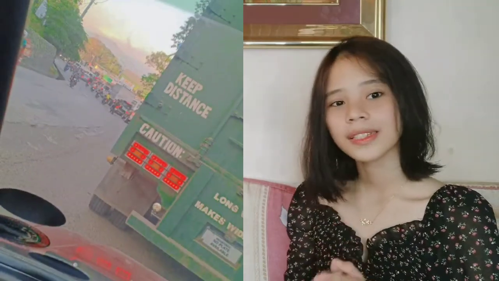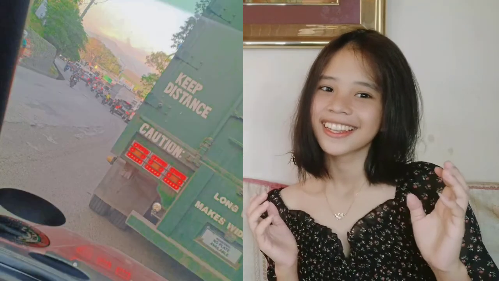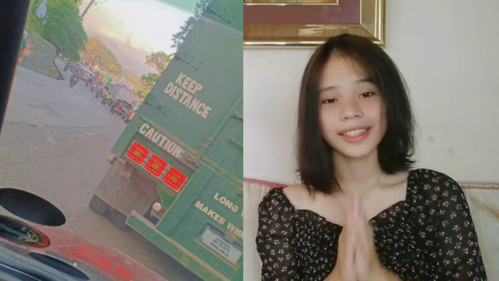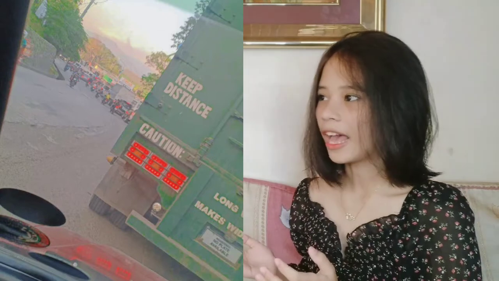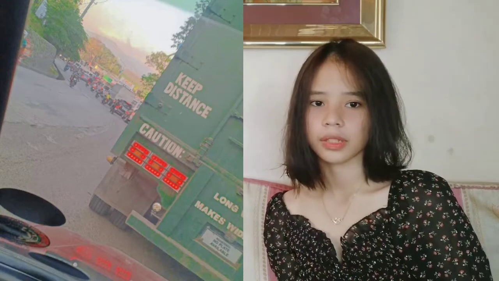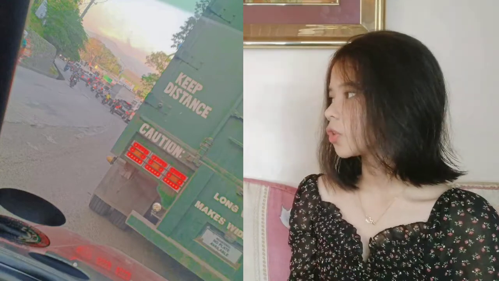And for the last picture, actually this picture was sent from my boyfriend yesterday while he was traveling. In the photo you can see that there are a lot of vehicles along the road, and I believe that the vehicles are moving slowly. So out of that, I may infer that there is heavy traffic.